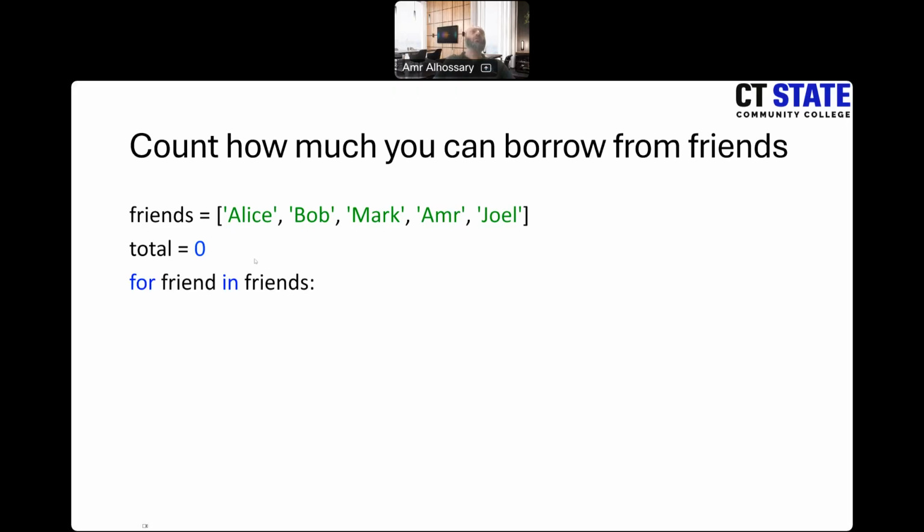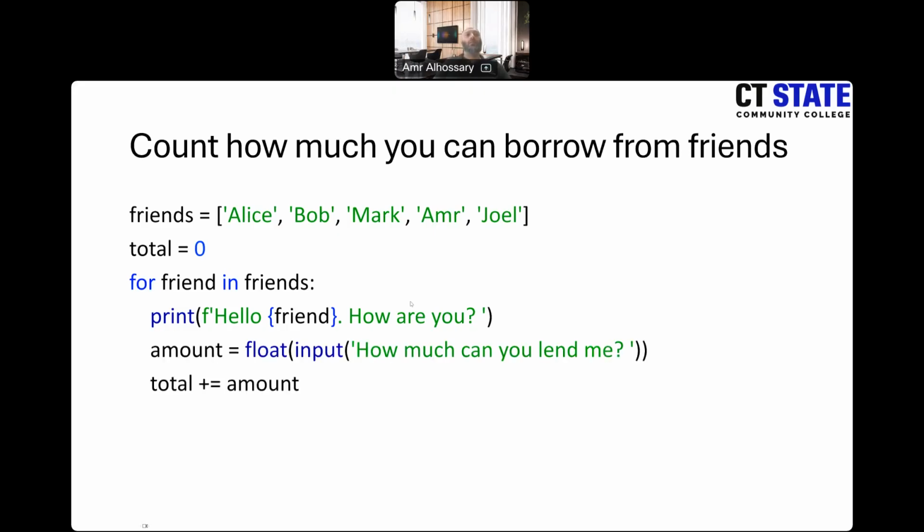Looping over all of the friends. So we say for friend in friends, and the variable is friend. Print hello, and here friend is the name. It will be replaced with the name Alice or Bob or Mark or Amr or Joel, whatever. Hi, Alice, how are you? Then we input how much can you lend me?